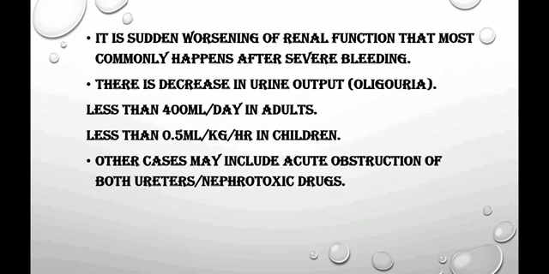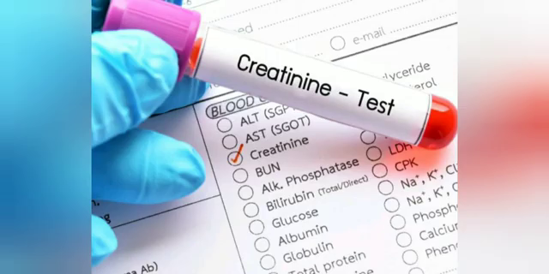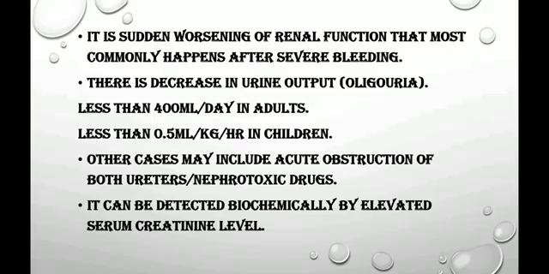In this condition you will find some other cases also. In those cases there will be acute obstruction of both ureters. That means both ureters are blocked. It can be detected easily by creatinine test. If there is an elevated serum creatinine level, that indicates that you are suffering from acute renal failure.